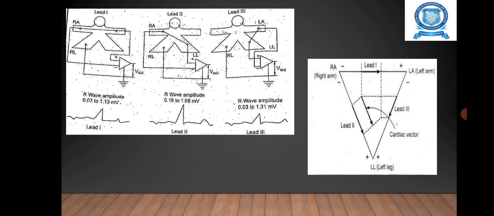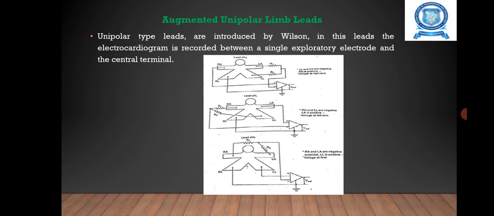Here the figure shows the standard bipolar limb leads and their corresponding ECG waveforms. From this Einthoven triangle, it shows the closed path RA to LA to LL and back to RA. So it is called the Einthoven triangle. Here the sides of the triangle represent the lines along which the three projections of the ECG vector are measured.